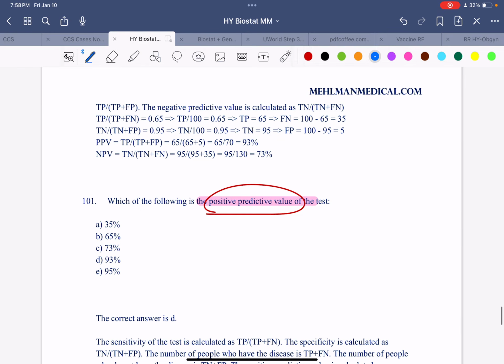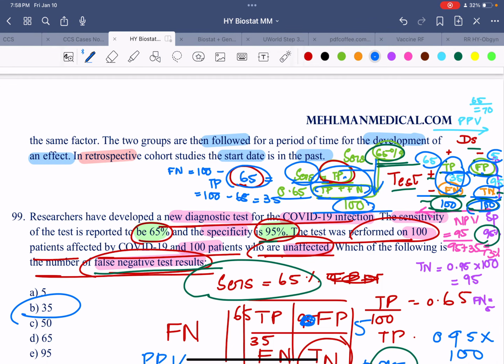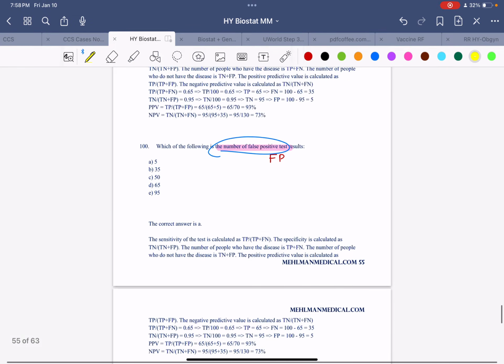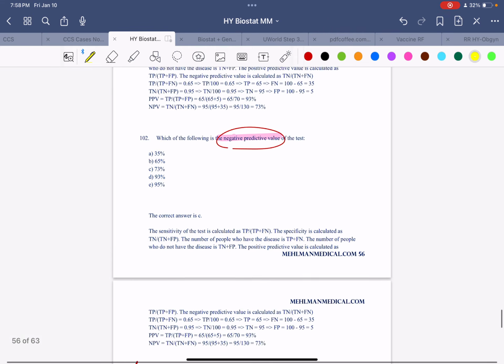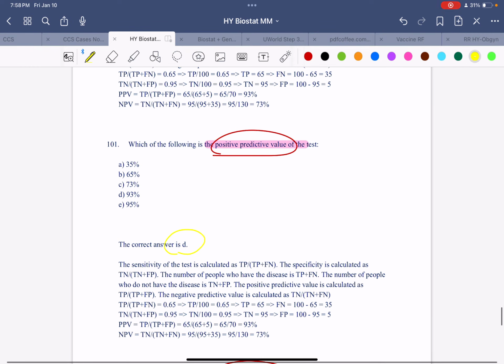Which of the following is the positive predictive value? Now you have the entire table with you: 5, 95, 65, 35. You know that PPV goes to the right. So how do you calculate PPV? 65 divided by 65 plus 5. So 65 by 70 is the correct PPV, which is the answer over here. They have calculated 65 upon 70 as D, which is 93%.